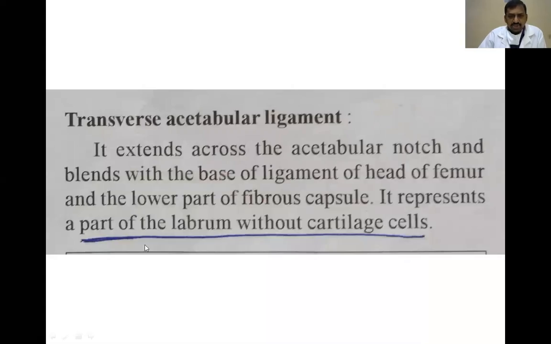Next, the transverse acetabular ligament extends across the acetabular notch and blends with the bases of the ligament of the head of the femur and the lower part of the fibrous capsule. It represents a part of the labrum without cartilage cells. That is the difference between the labrum and the transverse acetabular ligament. In the transverse acetabular ligament there are no cartilage cells, only fibrous tissue is present.